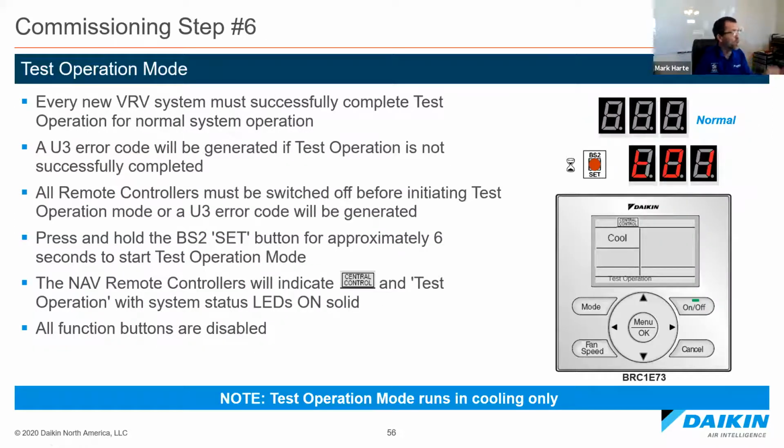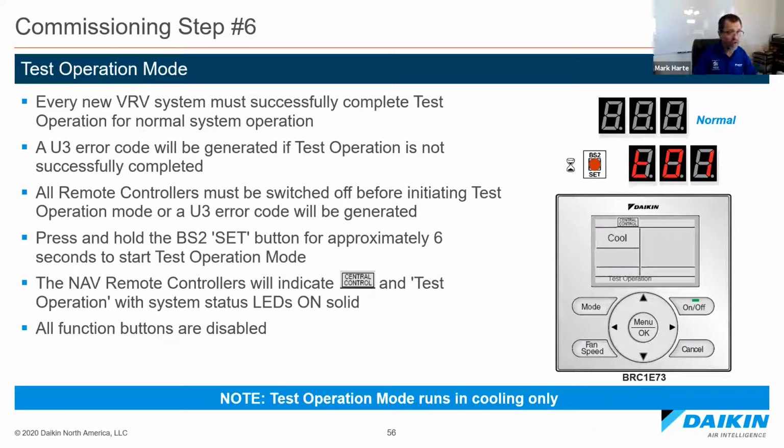Now, test mode. Every VRV system, once you're done, once you've counted indoor units, you've got all the wiring, everything's done. You counted BS boxes, you've got the charge in it, the additional charge. You're ready to turn it on, but you can't turn it on because you go to the controller, you hit on, and it gives you a U3 code. U3 means you have not ran test operation. So you've got to run test operation for every VRV system.